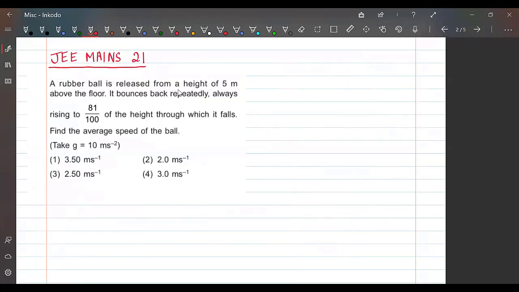This question also came in the JEE Mains this year. A rubber ball is released from a height of 5 meters above the floor. It first goes down, then it will come back, but the new height is only 81 h by 100. Then again it will go down, then again come back up. The new height again will be 81 by 100 into 81 h by 100, and then it comes down and goes up again like this. This motion will be continued.